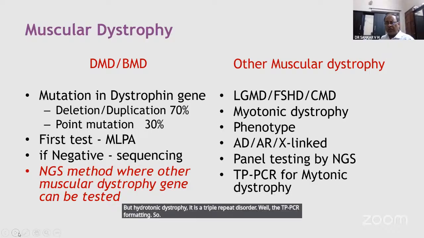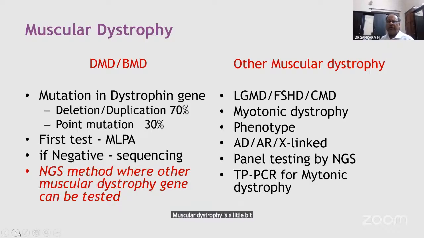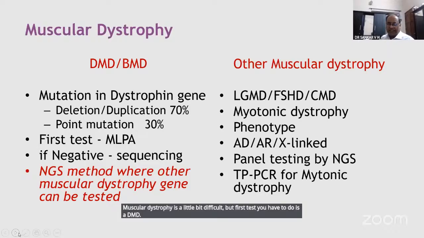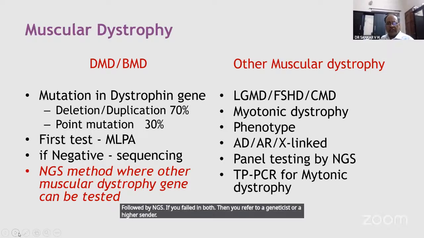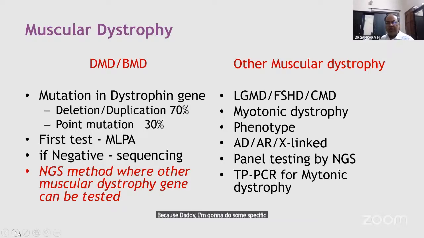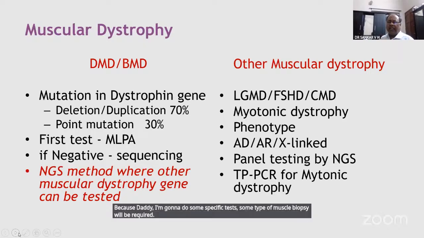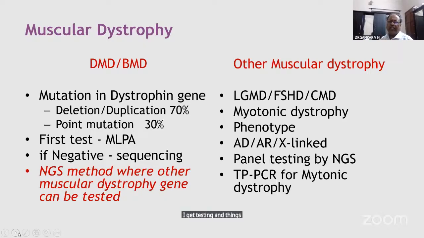So muscular dystrophy is a little bit difficult, but the first test you have to do is the DMD, followed by NGS. If you fail in both, then you refer to a geneticist or a higher center, because there you have to do some specific tests. Sometimes a muscle biopsy will be required. High-end testing is required, which may not be possible in a pediatric center. That's the thing we can do.